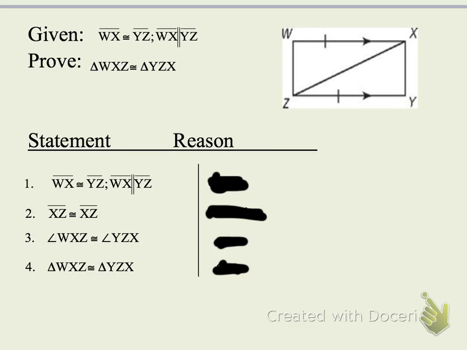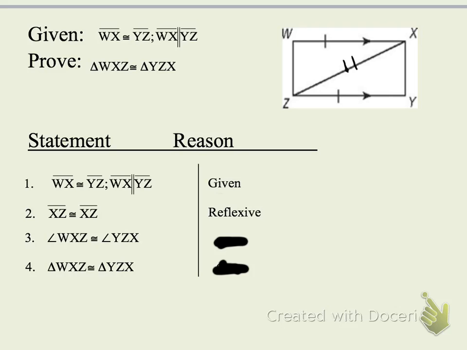Okay, so WX is congruent to YZ, and WX is parallel to YZ. So triangle WXZ, we are trying to have it be congruent to triangle YZX. So we always state our given. And then my next step, so right now I have two sides that are the same. I could also say, since XZ is sharing XZ, we could say by the reflexive property that those two are congruent, which means we now have two sides.